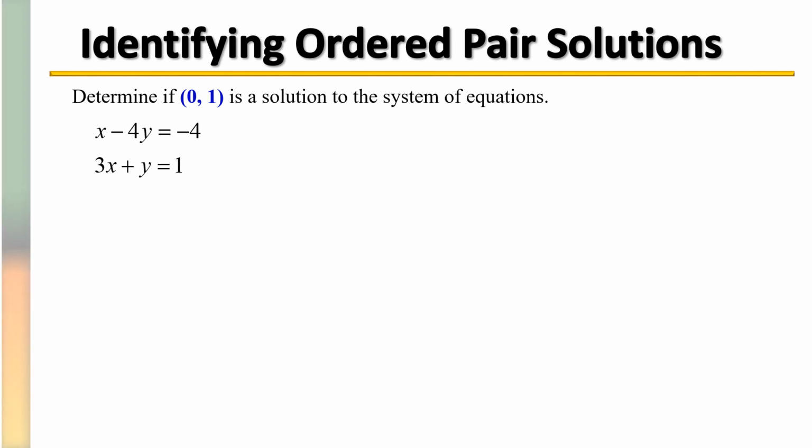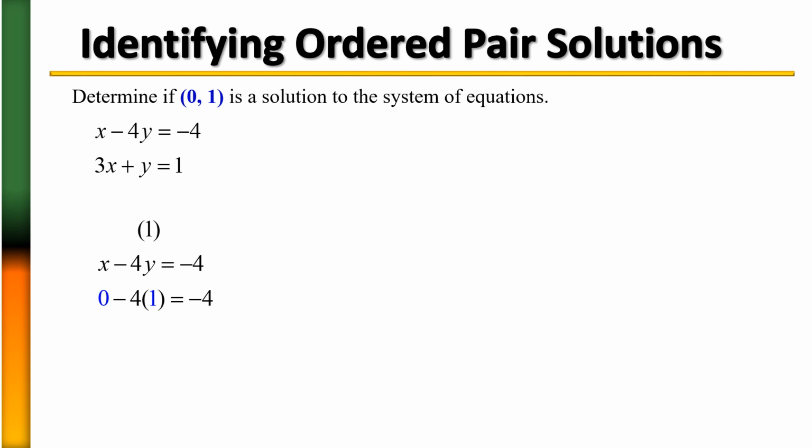In this example, we're asked to determine if (0, 1) is a solution to the system of equations. And the only way you're going to find out whether it is a solution or not is that you have to plug it into both equations one at a time. If when you plug it in, it leaves you with a true statement, then it is a solution. If when you plug it in, it leaves you with a false statement, then it is not a solution. So let's go ahead and plug it into the first equation. Remove x and replace with 0. Remove y and replace with 1.